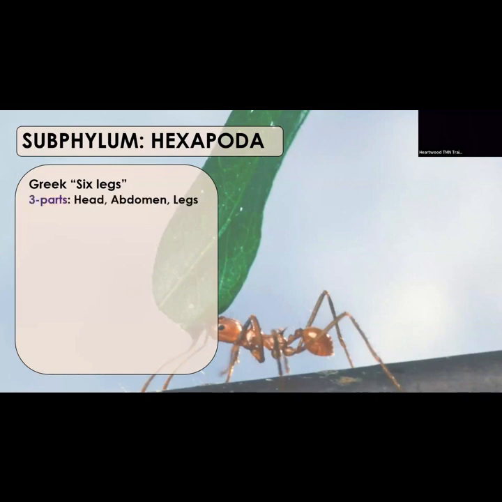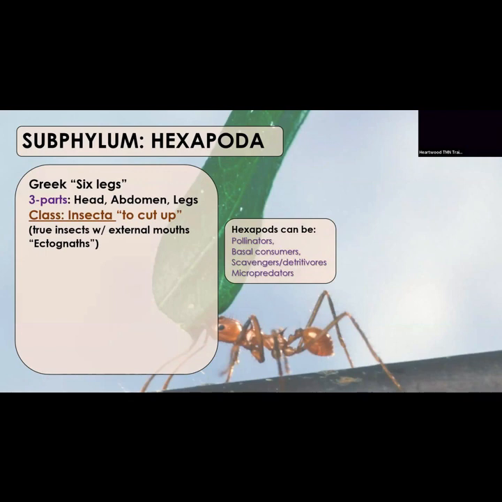So hexapods are known to have a 3-part body plan. Spiders had a 2-part, and decapods didn't have the 3-part body plan. So hexapods can be a bunch of things: pollinators, consumers, scavengers, detritivores, micropredators. The subphylum Hexapoda is made up of 2 classes. The class Insecta, which is like 95% of the subphylum, and that means to cut up. And then the class Entognatha. This is a very small part.